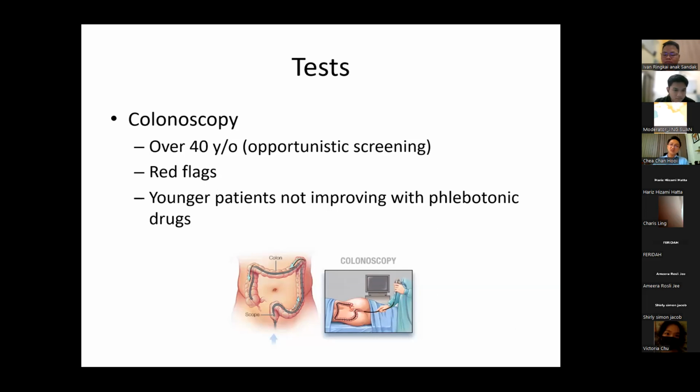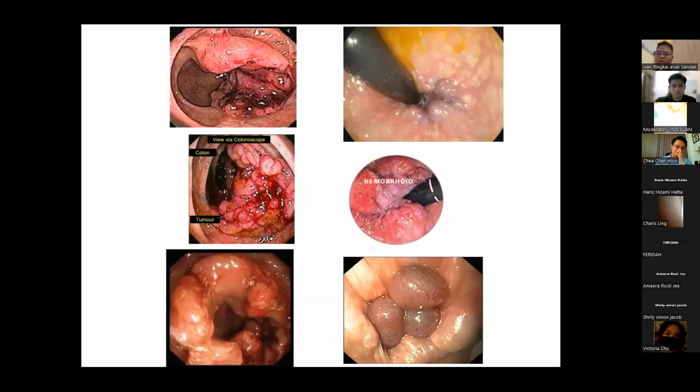Most of the time, these patients can be prescribed phlebotonic drugs or hemorrhoidal medication. But if they don't seem to improve, again, then you need to have a high index of suspicion. Are we missing other things, like probably not cancer, right? But maybe inflammatory bowel disease, because inflammatory bowel disease is more common among younger patients, right? So these are pictures from colonoscopy.